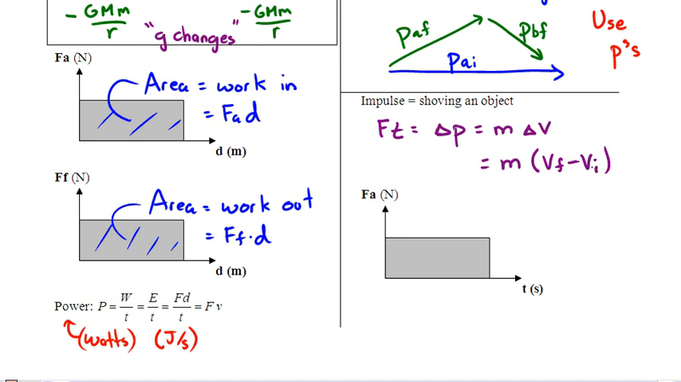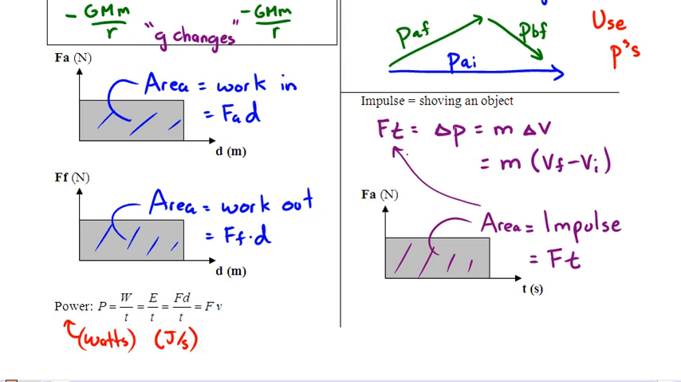You could, I guess, even get a story where you're given a graph of some sort of pushing force, some sort of applied force, and time, not distance but time. Then you could find the area of that, especially if it was a weird shape. You could find the area, and that area would be the impulse. That area would be the value for force multiplied by time. You could take that area and just put it into the equation for F times t.